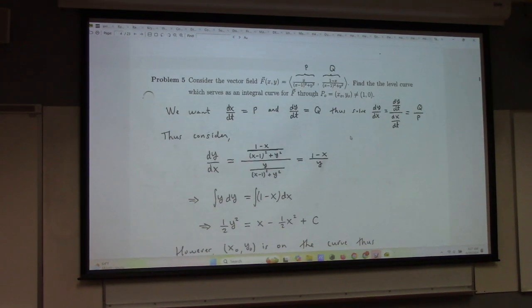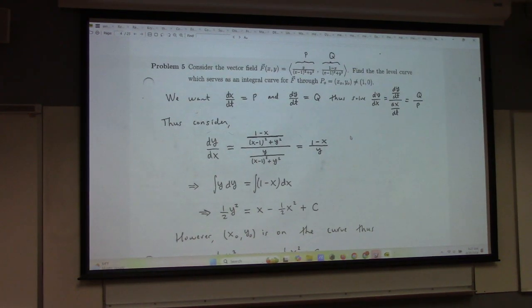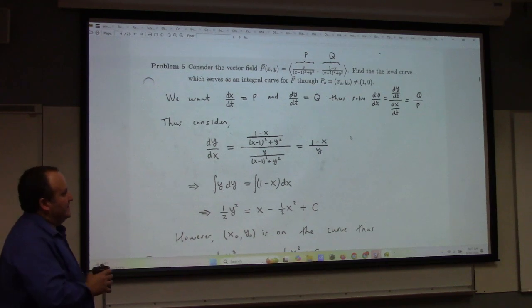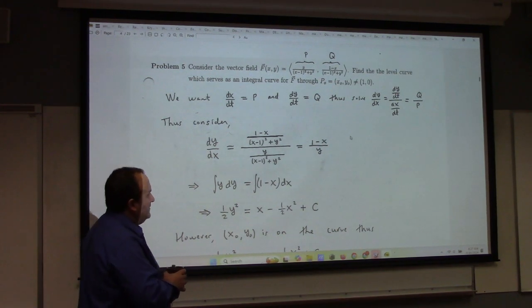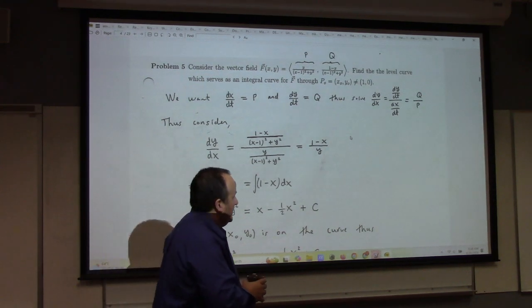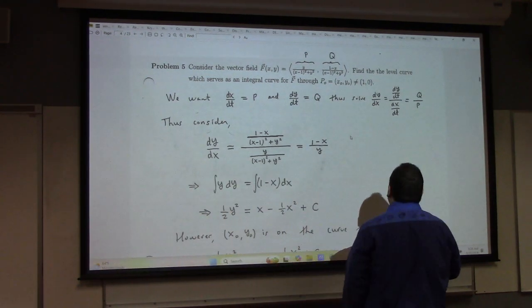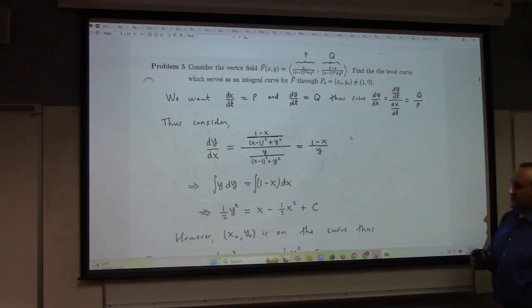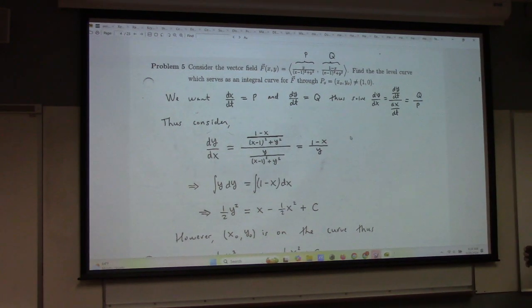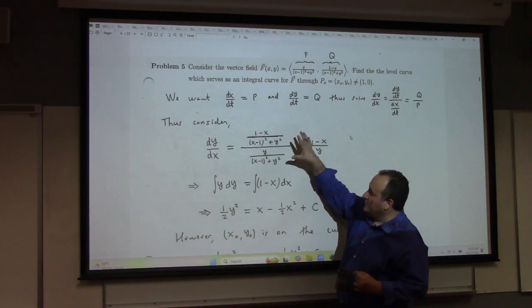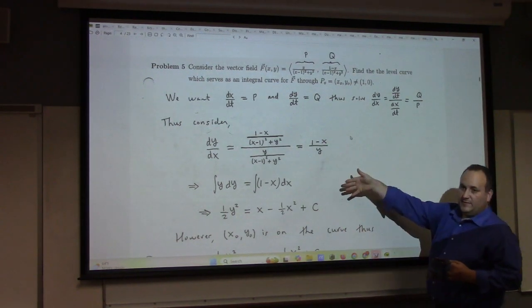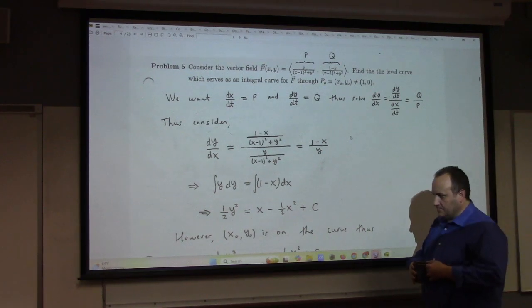Let's see here. Next up, you're supposed to find a level curve which serves as integral curve of f. So this is basically the same math as the last one. We want to line up dx/dt to be p and dy/dt to be q. So we can eliminate time by looking at dy/dt divided by dx/dt, which gives us q over p. Something wonderful happens here because that messy, ugly denominator just poof, it's gone, right?